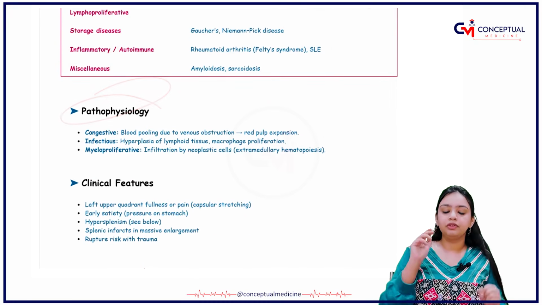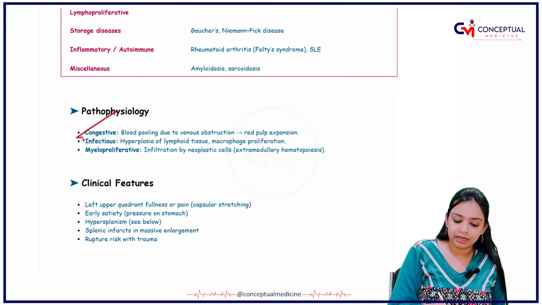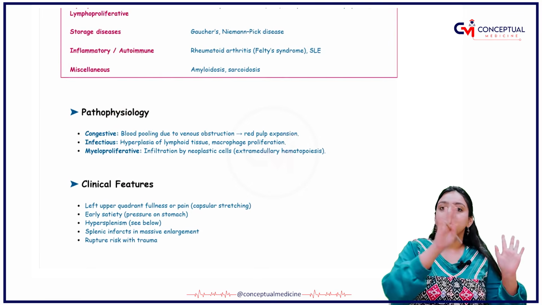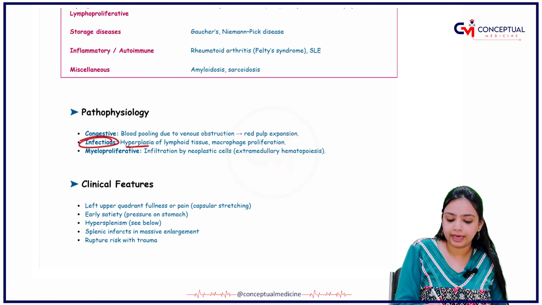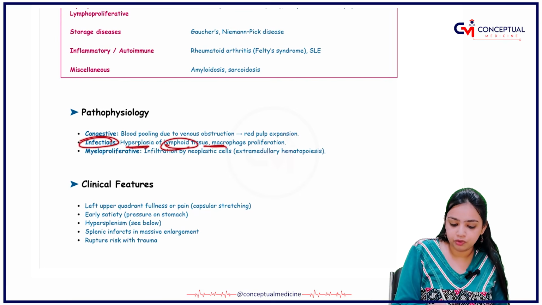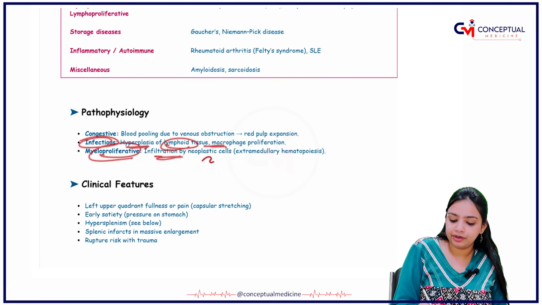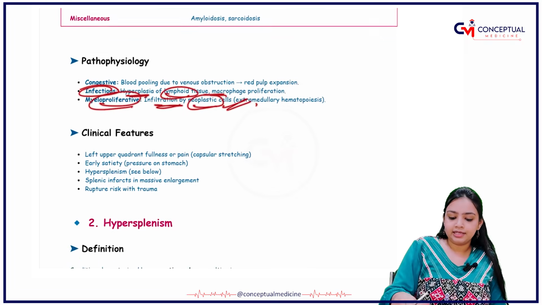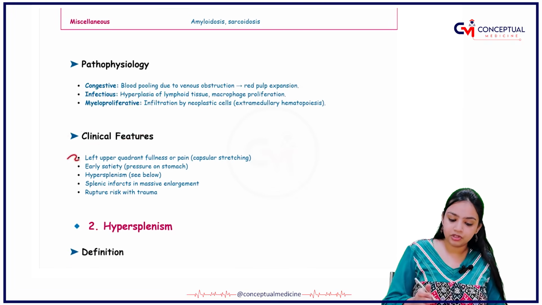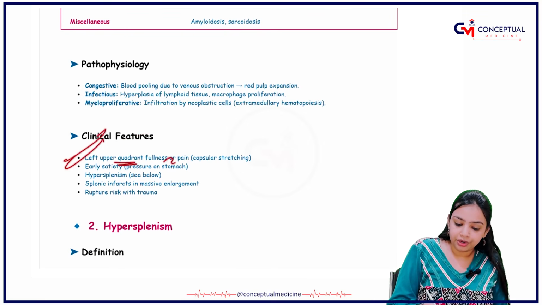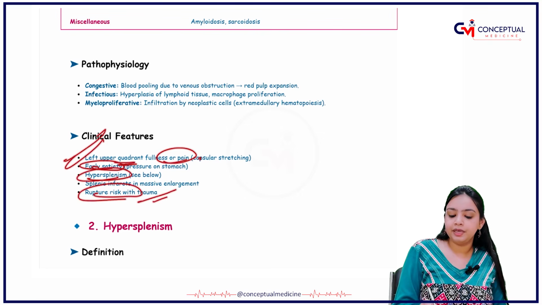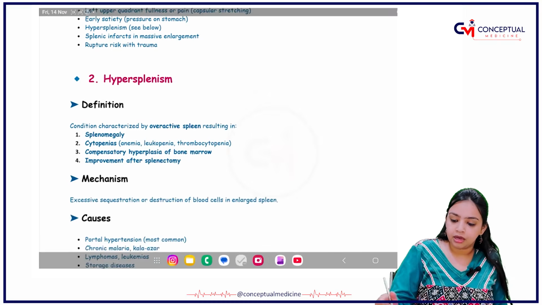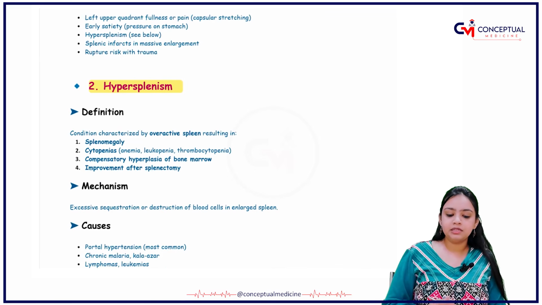What is the pathophysiology? Remember three things. It can be congestive, that is blood pooling due to venous obstruction that causes red pulp expansion. For the infectious, there can be hyperplasia of lymphoid tissue. For the myeloproliferative, there can be infiltration by the neoplastic cells. What are the clinical features? There can be left upper quadrant fullness or pain, early satiety, hypersplenism, and a risk of rupture.